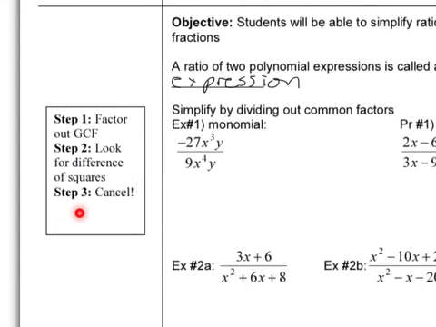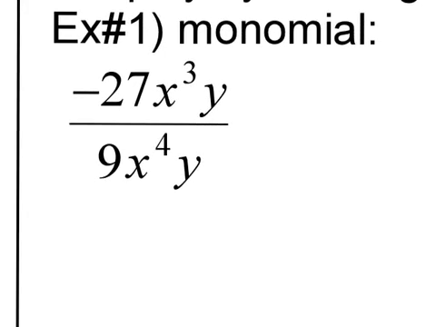Here are some steps to follow when doing this. Factor out the greatest common factor first. Look for difference of squares or other traditional factors that you know you can do, like difference of cubes or sum of cubes. And then just cancel.